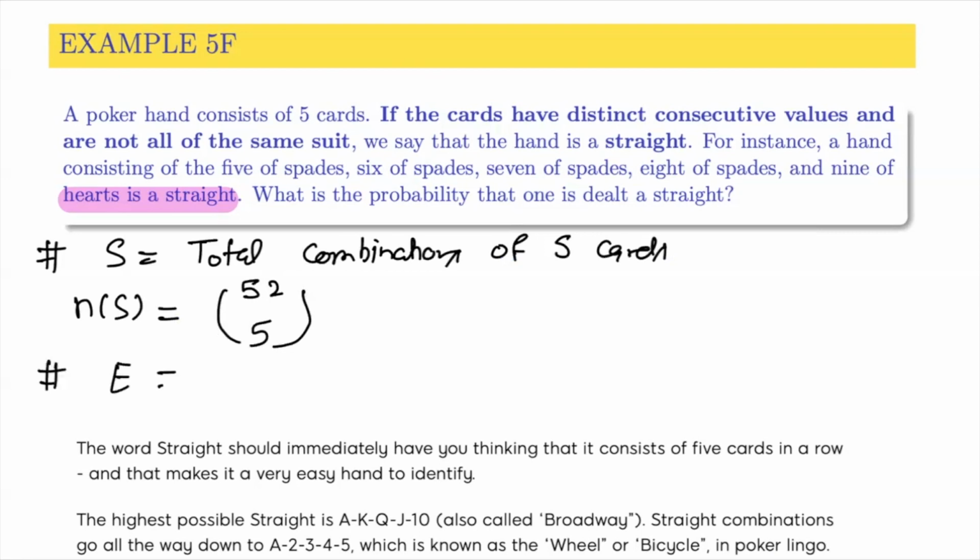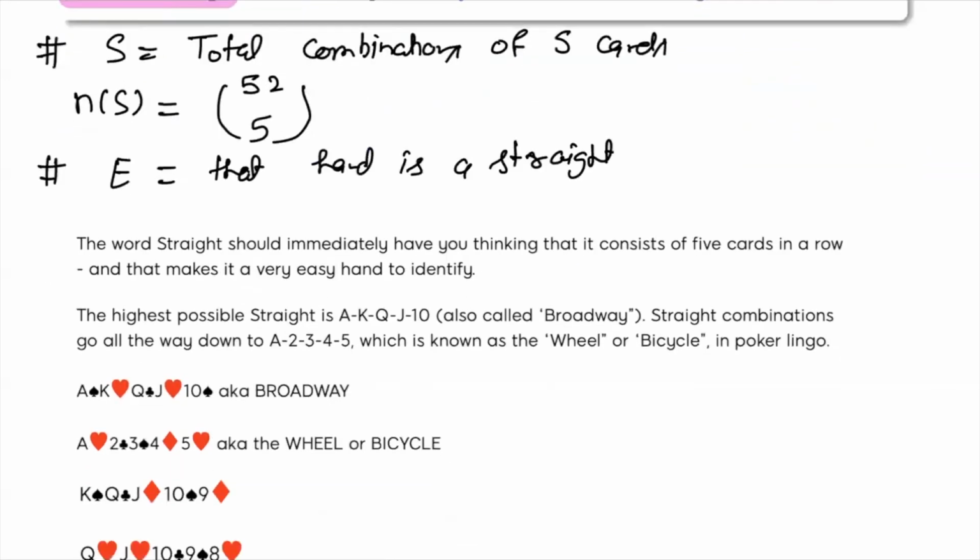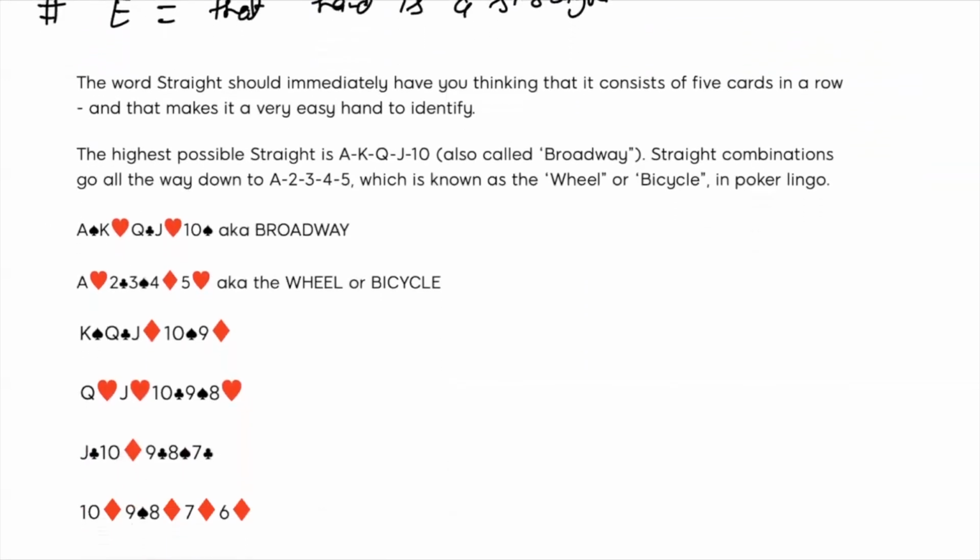Let E be the event that the hand I have got is a straight. So now, when can I call a set of 5 a straight? Let me include a definition here. I have taken this definition from the internet.